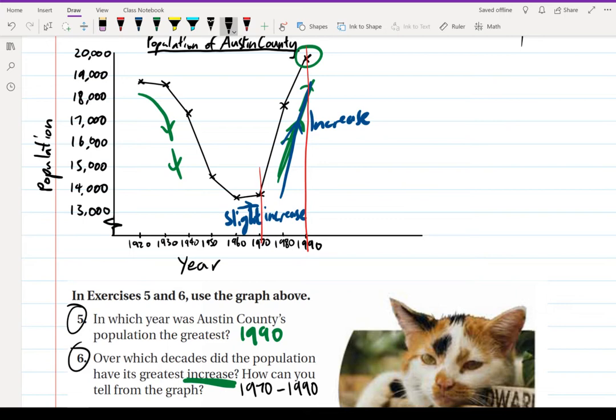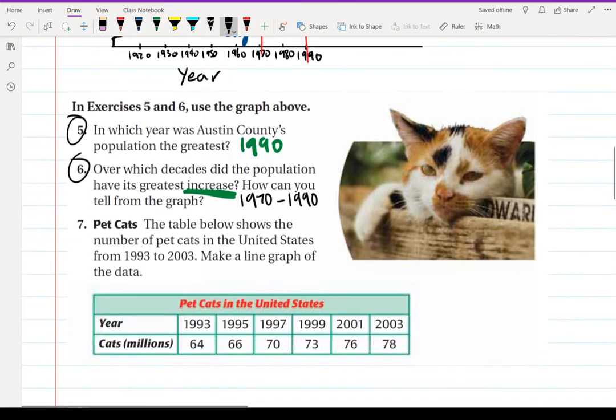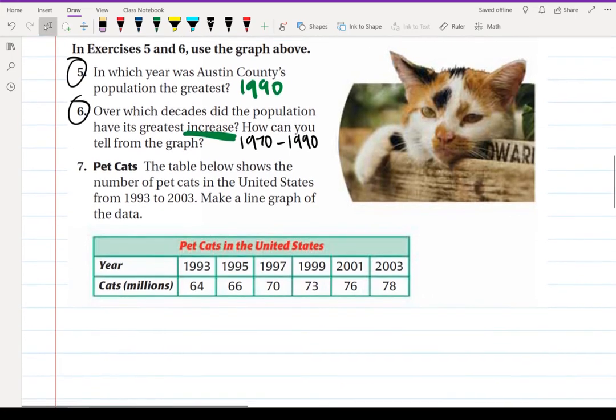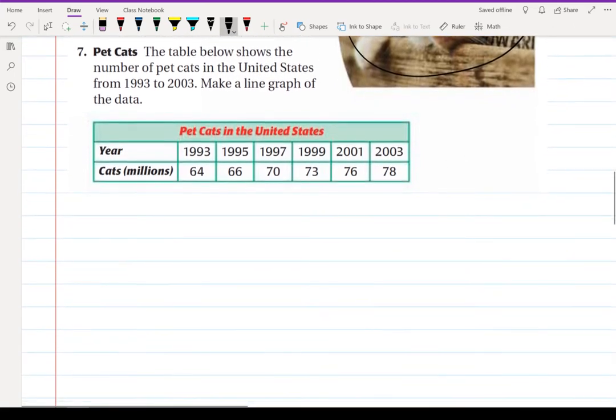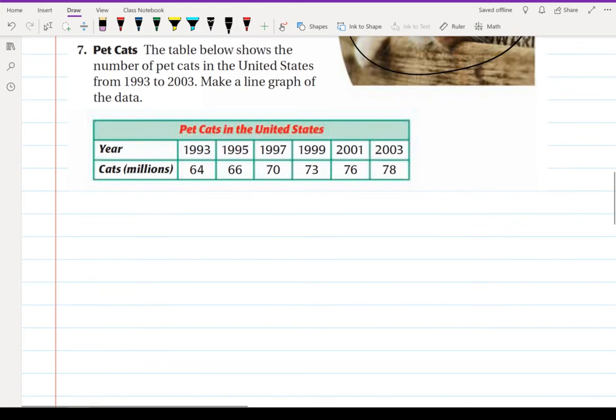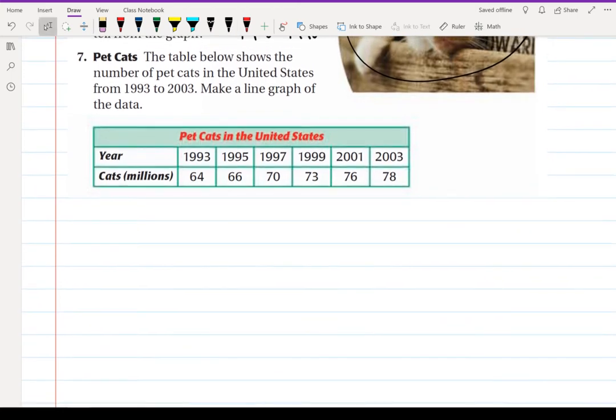Moving on, we have one more question. I'll see if I can draw the graph faster. We have a very cute cat over here. Okay, and then question 7: the table below shows the number of pet cats in the United States from 1933 to 2003. Make a line graph of the data.